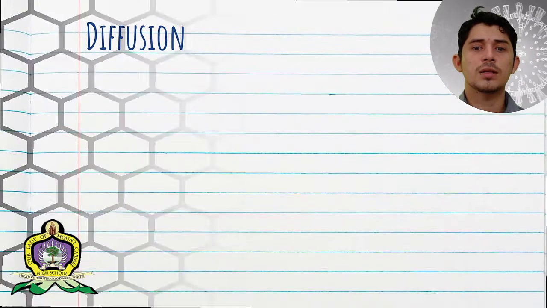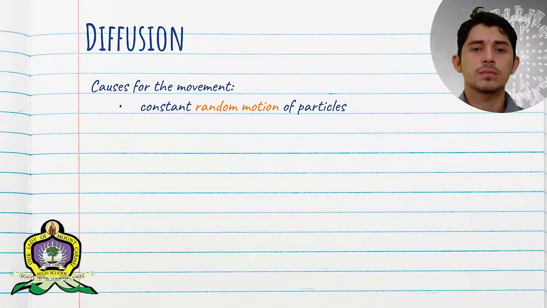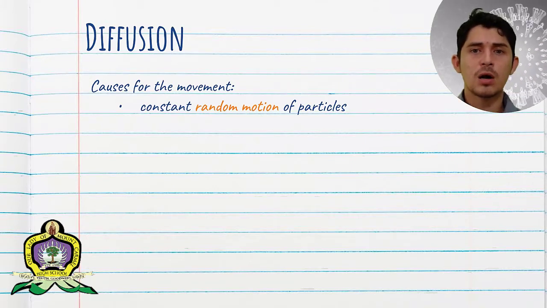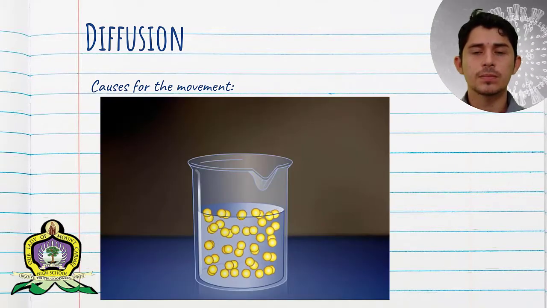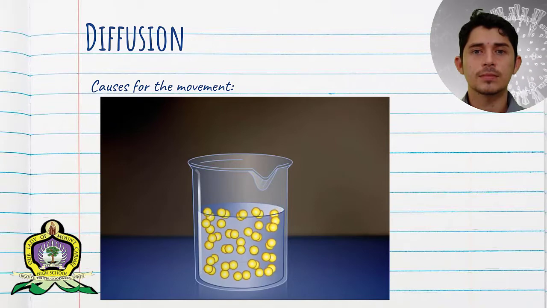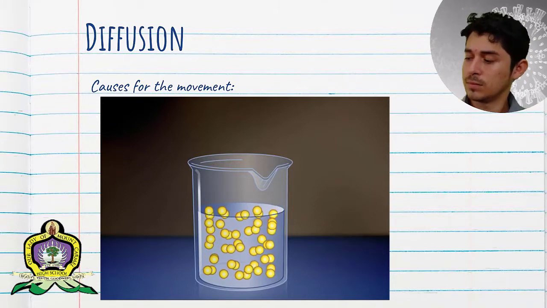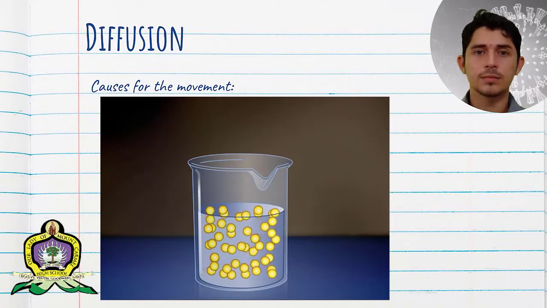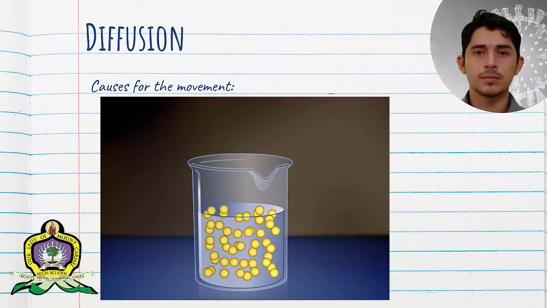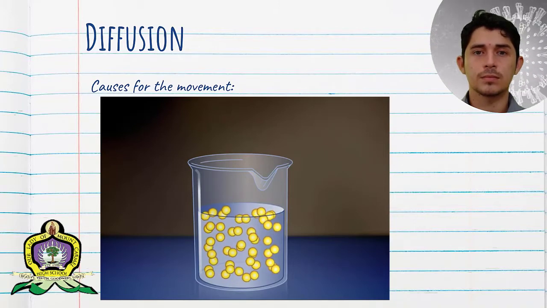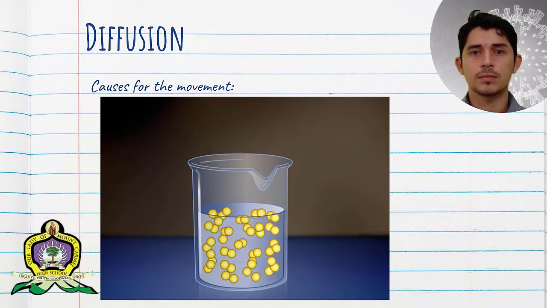Let's look at this. This video will show you exactly how diffusion works. Molecules dissolved in a solution are in constant random motion due to their kinetic energy. One result of this motion is that dissolved molecules become evenly distributed throughout the solution. This tendency of molecules to spread out is an example of diffusion.